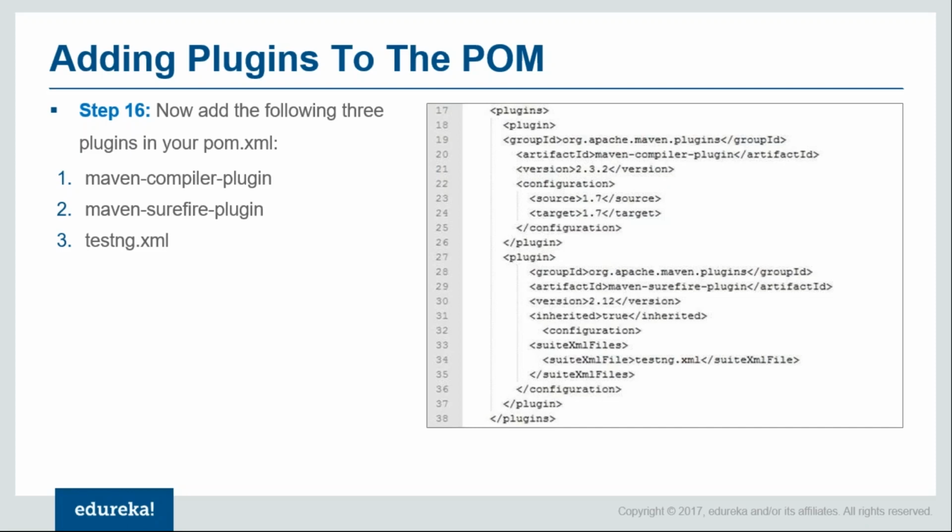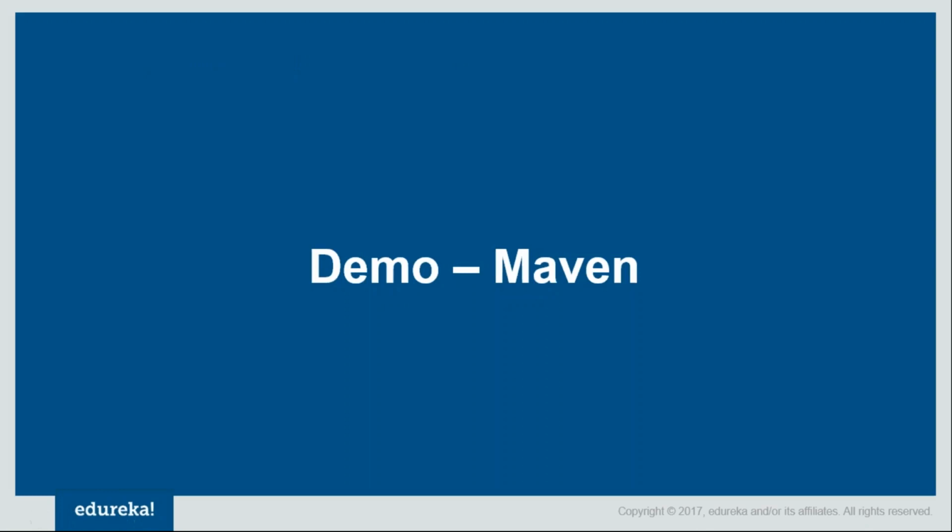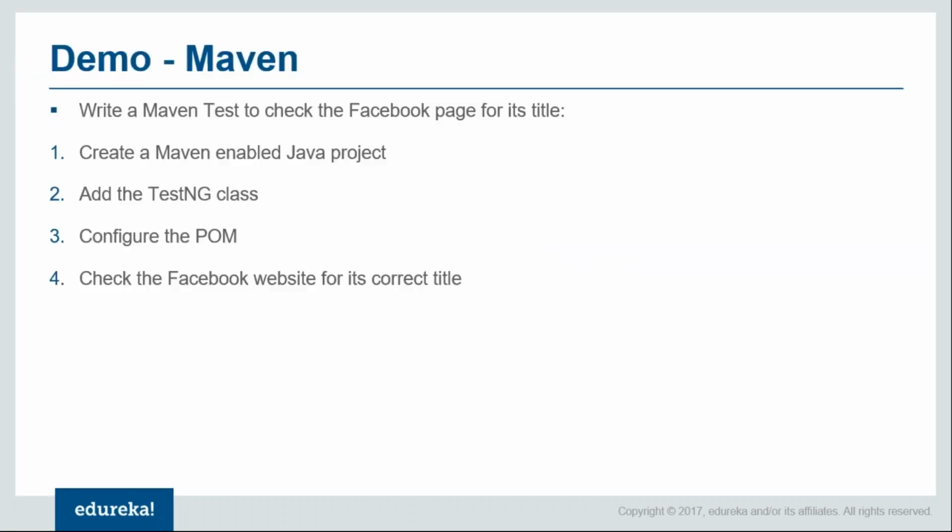So once we updated our project, we are going to compile and add this compiler and surefire plugin along with your testng.xml file. After which we'll run it as Maven install, and it will successfully build my project, right? So that is how we are going to deal with our Maven. So here is a demo that is given to you.